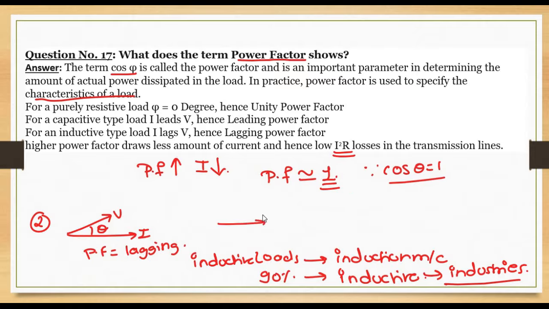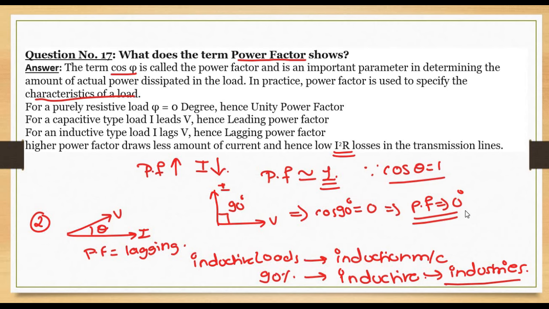And if the angle between the voltage and current is 90 degrees, which we don't want, then in that case cos 90 will be 0. That means the power factor for that circuit will be 0, which we never want.